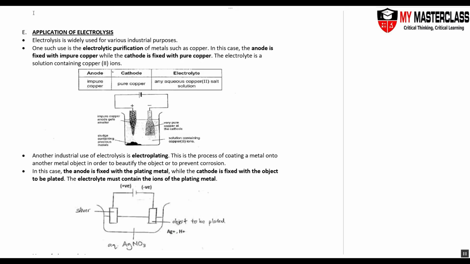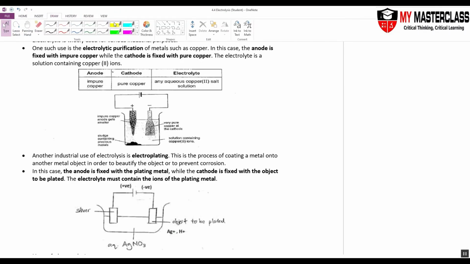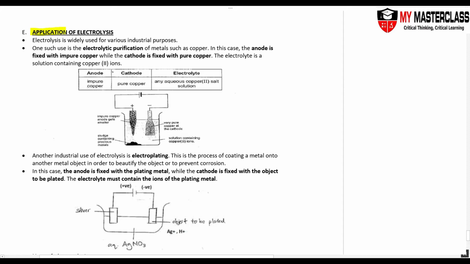Hi students, we are going to look at the last part of electrolysis, which are the applications of electrolysis. Electrolysis is a widely used industrial process. One such use is to purify metals such as copper. Metals such as copper, because they are reactive, don't usually exist as pure metals naturally. They will react with oxygen to form oxide, nitrogen to form nitride, and sulfur from the environment to form sulfide. So they exist as what we call ores, O-R-E.